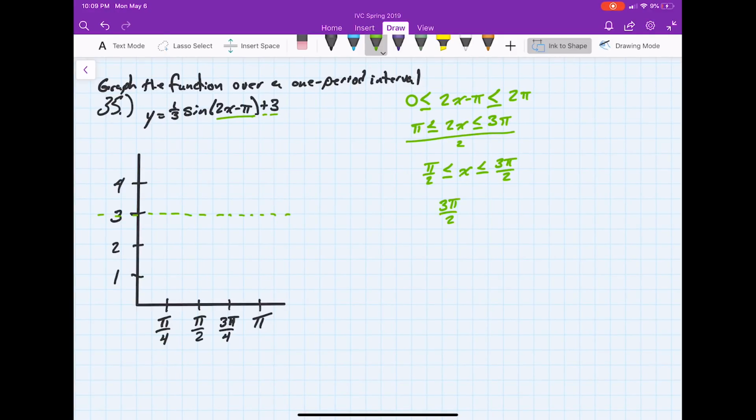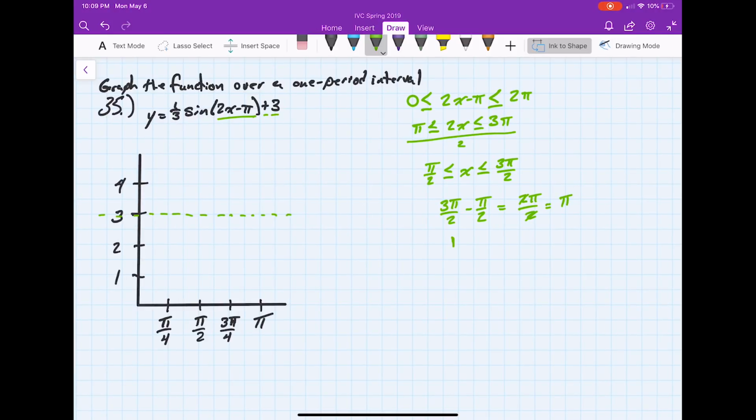And so our period is going to be 3 pi over 2 minus pi over 2. So our period is actually 2 pi over 2, which reduces to our period is pi. Conveniently, we have our period set at pi over here already on the graph. Now our tick marks are going to be defined by pi divided by 4. So every 1/4 is going to be a tick mark. And again, conveniently, I've actually got this graph correctly before I started. So we're going to know where everything goes.